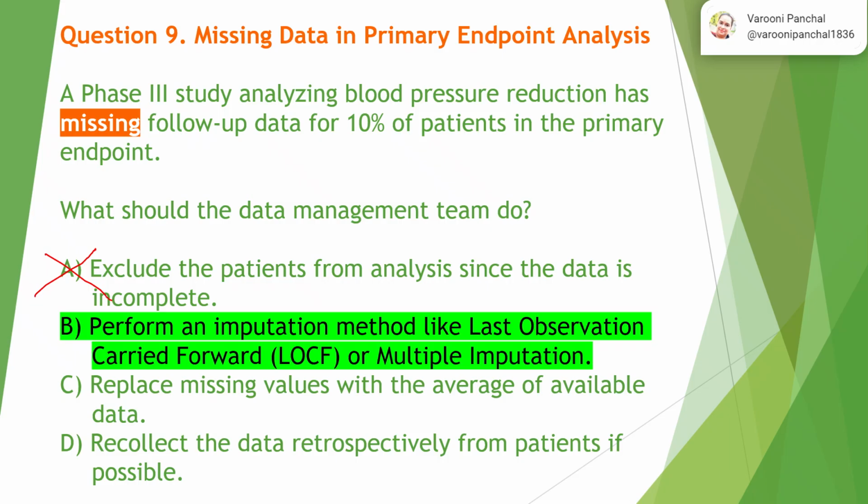Replace missing values with the average of available data. Now there is no thumb rule in clinical trials where you have to replace the missing value with the average of the data. So that is not the right answer.